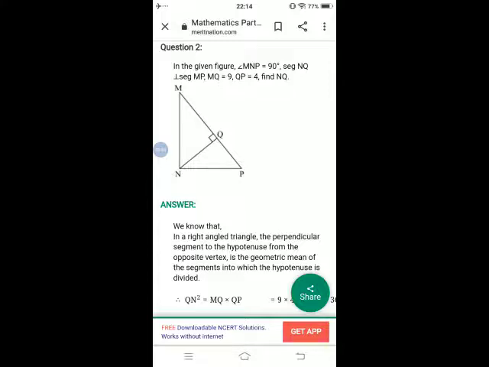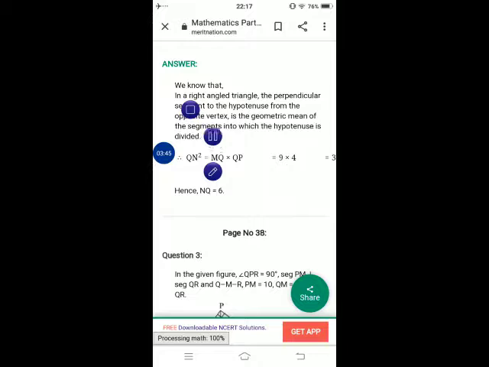Now by seeing the figure itself, you will come to know what you have to use here. You have to use the geometric mean method. You have to use the theorem of geometric mean. See now how you will use the geometric mean method. What is the statement of the geometric mean method? NQ square equals MQ into QP. So NQ square is 36, and taking the square root, NQ is equal to 6.